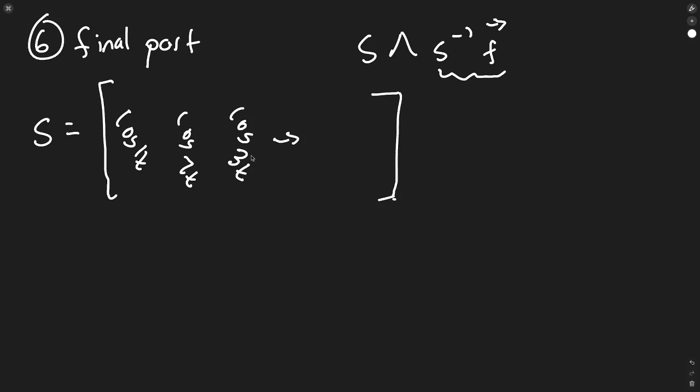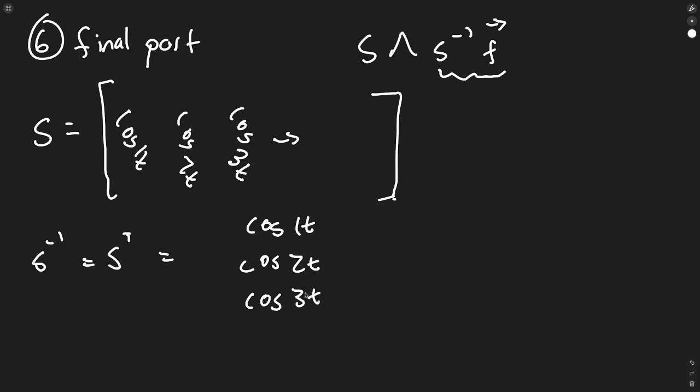So S inverse is just the transpose of this, because if your matrix is orthogonal, then its inverse is just the transpose. So S inverse is the same thing as S transpose, which is cosine 1t, cosine of 2t, cosine 3t. And I know I should have sines in here too, but I just want to give you the flavor, right? And this goes down forever. So this is our inverse, right? And now we're on the home stretch, because we have our S inverse now. So all we have to do is multiply this times f.